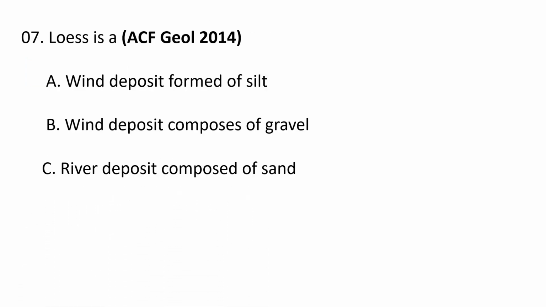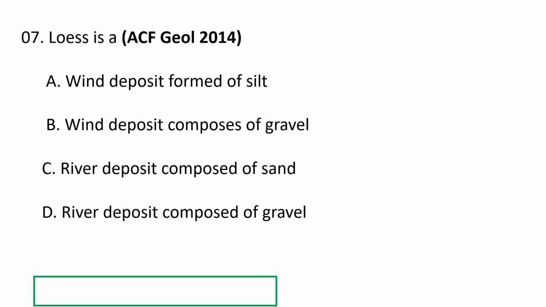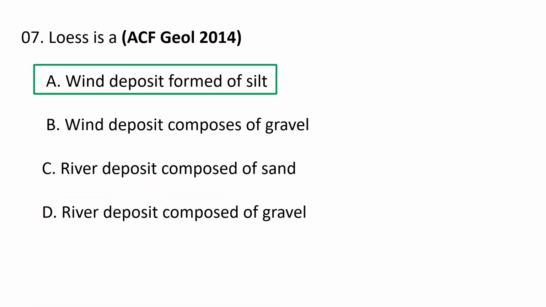Next question. Loess is: A, a wind deposit formed of silt, B, a wind deposit composed of gravel, C, a river deposit composed of sand, and D, a river deposit composed of gravel. Loess is a wind deposit formed of silt. It is a periglacial or aeolian sediment, which is defined as an accumulation of 20% or less clay with a balance of roughly equal parts of sand and silt. So A is the correct answer, a wind deposit formed of silt.